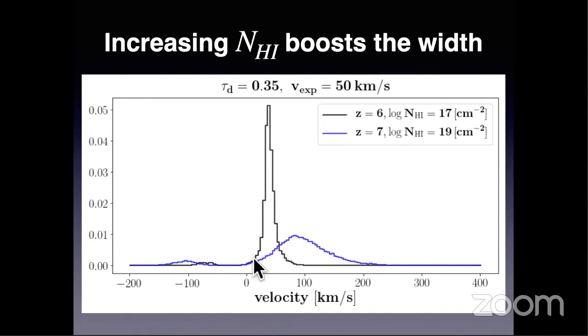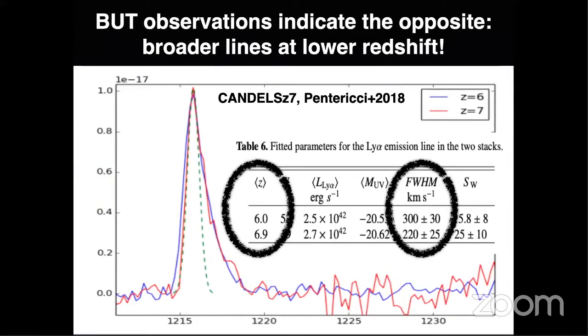If you see that behavior in the observation, you know that when you increase your column density, all of a sudden your line width increases, right? However, from the observation, what we know is that it's the opposite scenario to changing the column density. This is the CANDLES survey. And for this spectrum, what you see here, these are the stacks at redshift of 6 and 7.